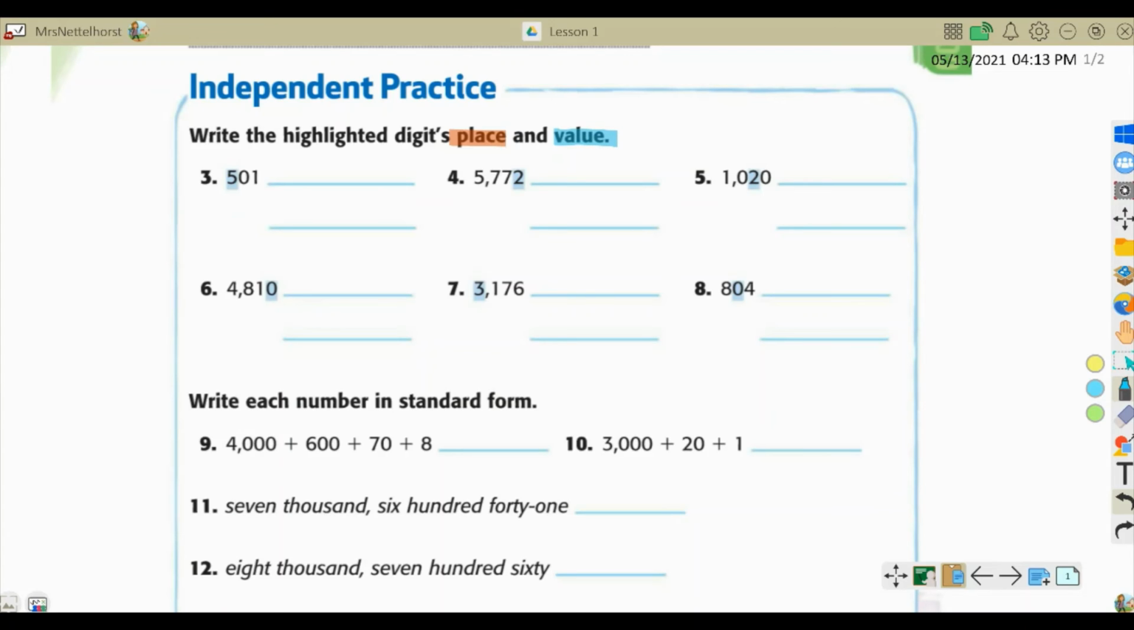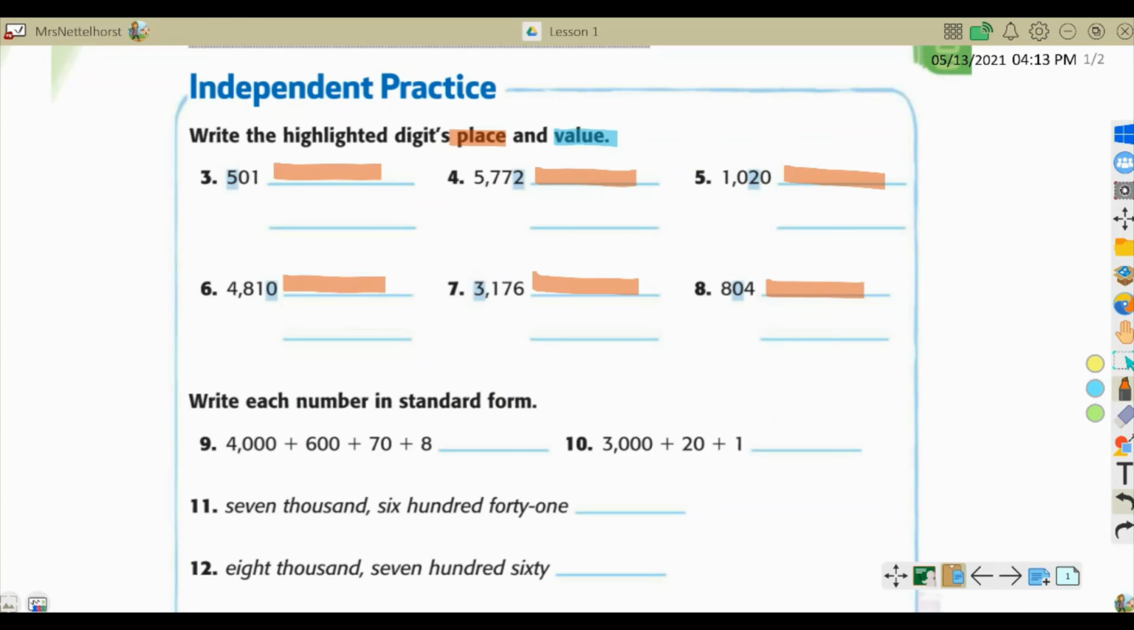Okay, so for each one, you're going to write the place for the 5 in this number. Write the place for the 2 in this number, the place for the 2 in this number, the place for the 0, the place for the 3, the place for the 0. Remember, it's going to be ones, tens, hundreds, or thousands. Use the place value chart on the other page to help you.